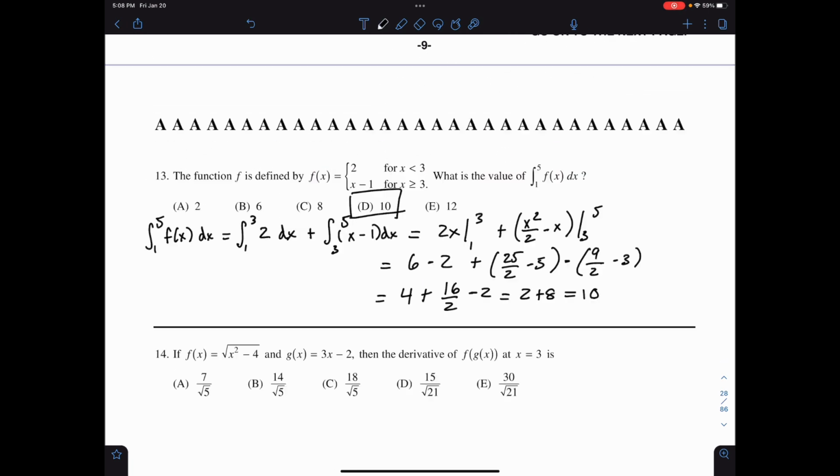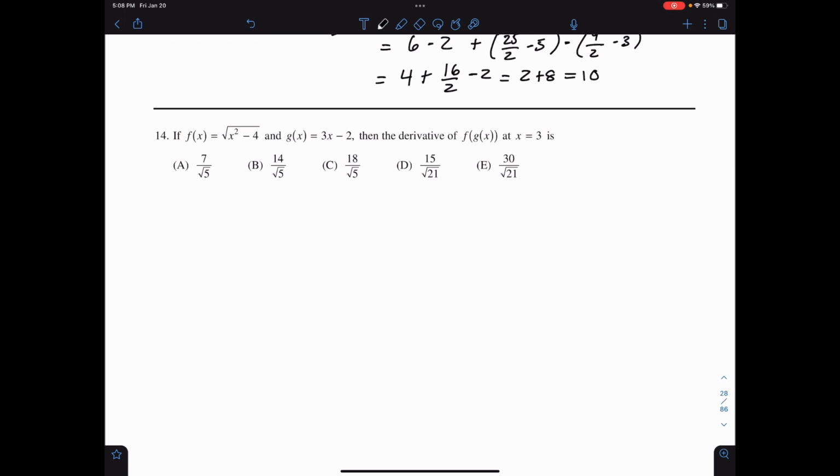Now going on to 14, we have if f of x is equal to the square root of x squared minus 4 and g of x is equal to 3x minus 2, then the derivative of f of g of x at x equals 3 is equal to what? So here you might be tempted to find the composite function, so plug in g of x for f of x, simplify it, and then take the derivative.